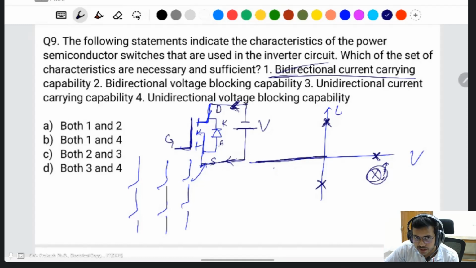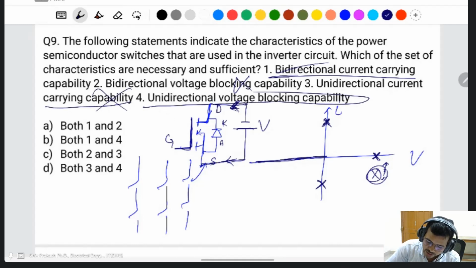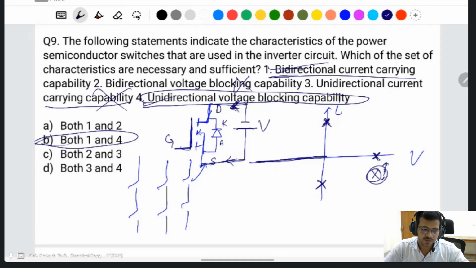If a diode is not there, then the voltage is blocked by the MOSFET also. But a diode is present. Same thing in an IGBT also. If a diode is not there, then it will block in both directions. But an anti-parallel diode is used in the inverter. That's why bidirectional voltage blocking capability is not there. Unidirectional current capability? No, it is bidirectional current capability. Unidirectional voltage blocking capability? Yes. 4 and 1, B option. 4 and 1 is correct.